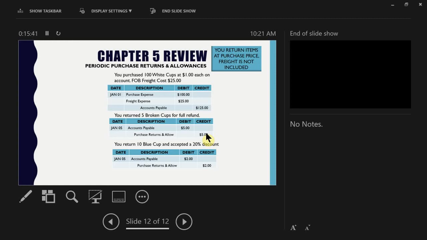Any questions? Go ahead. So purchase return and allowance is considered to be a contra. Correct. It is a contra account because it does lower the original purchase expense in the first place. If you bought originally, again, 100 items, right? By returning the items, you don't have 100 items anymore. So this is a contra account that allows you to decrease the main account, which is the purchase expense. So yes, correct. That is a contra account. All right. Any other questions?